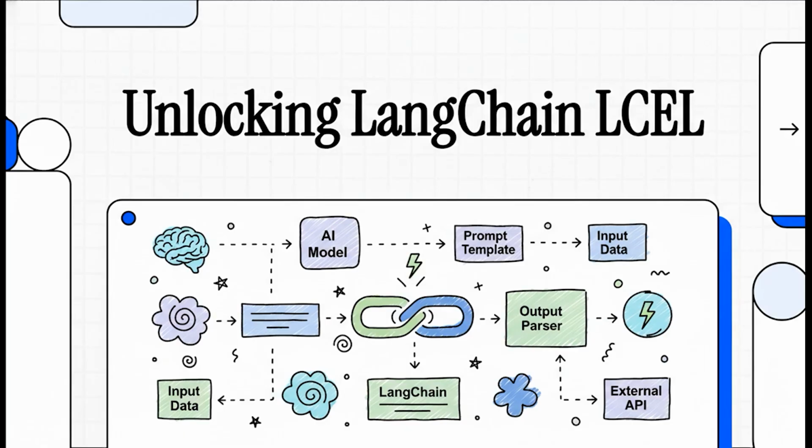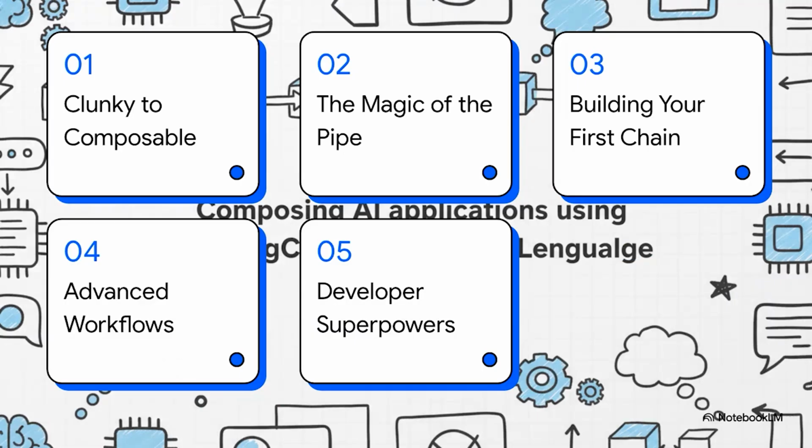Let's begin. Today, we're diving into something that's totally changing the game for building AI apps, LangChain Expression Language, or, as you'll probably hear it called, LCEL. All right, so here's the plan. We're gonna start with the why, why this is such a big deal. Then we'll get into the magic behind it all, actually build a simple chain together, and then we'll look at some really advanced stuff. We'll wrap it all up with what this means for you as a developer.